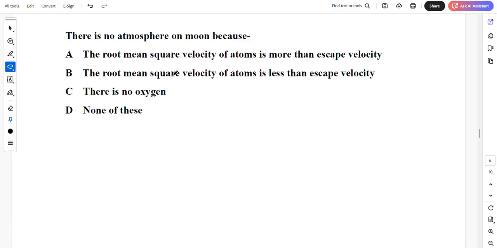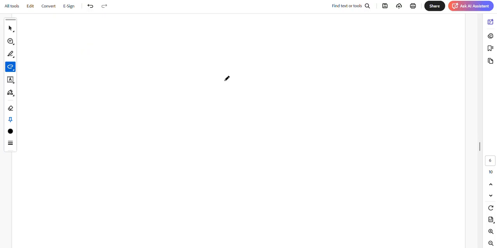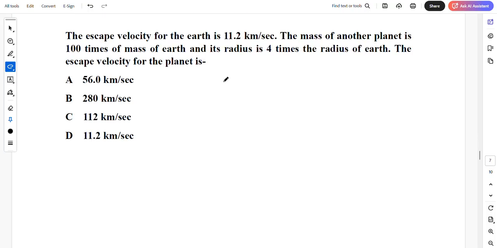It is saying there is no atmosphere on the moon because the root mean square velocity of atoms is more than the escape velocity. This is the right answer. The option saying the root mean square velocity of atoms is less is wrong. Since the root mean square velocity of atoms is more than the escape velocity, there is no atmosphere on the moon. A is the right answer. Hope you understood.